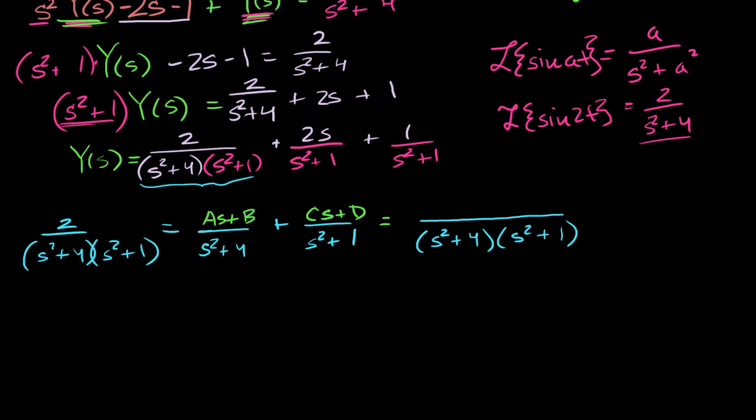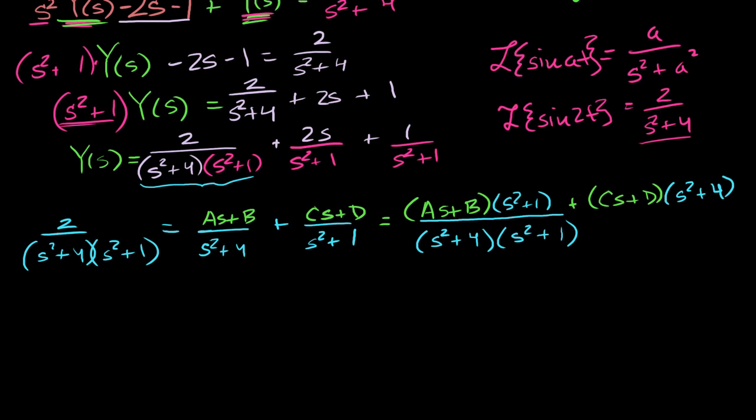And now I'm going to have to multiply the as plus b times this s squared plus 1. If these two terms cancel out, you'll just get this term. But I need to add it to this right here. So you get plus cs plus d times this term right here times s squared plus 4. And now let's see what we could do to match up the terms here with this number 2 right here. So let's multiply all of this out.